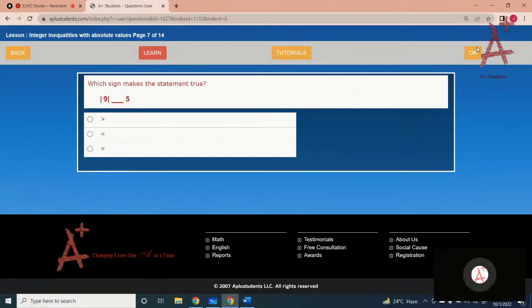Okay, which sign makes the statement true? Absolute value of negative 9 and 5. So the absolute value of negative 9 is 9. So 9 is greater than 5 or less than 5. 9 is greater than 5. Got it?